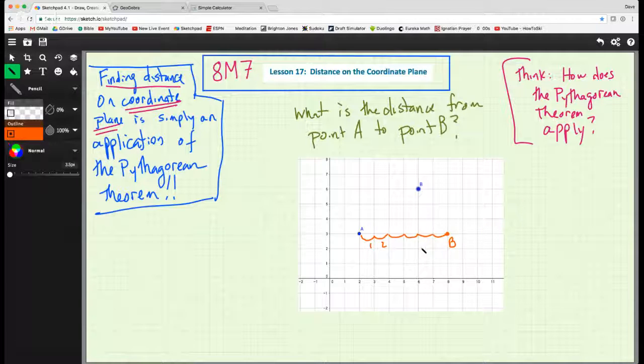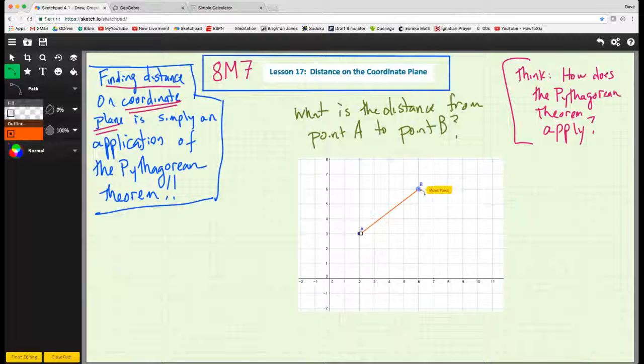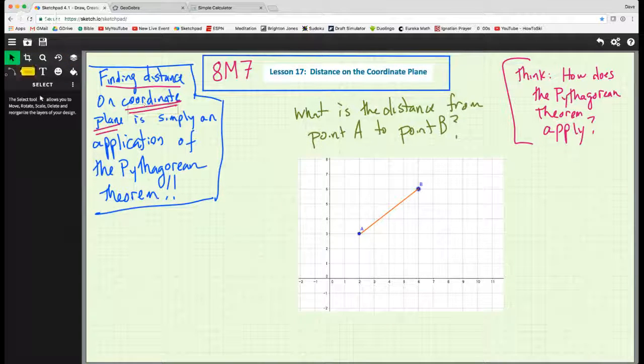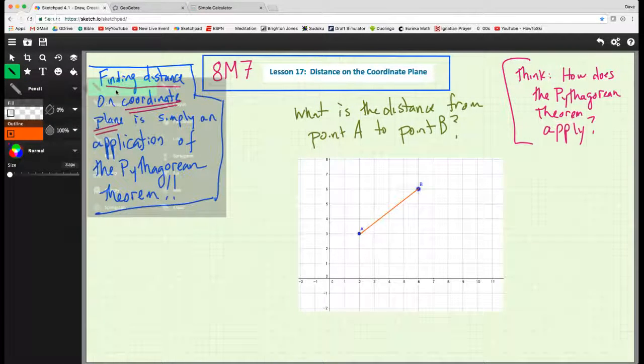But the problem is that points usually don't line up real nicely on these coordinates, or at least not on the same horizontal line or vertical line. So we have to figure out how far it is from here to here. We could use our line tool and make it exact. But how far is that? I can't really figure that out. It's somewhere in between. It might be a little more than 4 and a little less than 5 if I had to guess, but I don't really know.